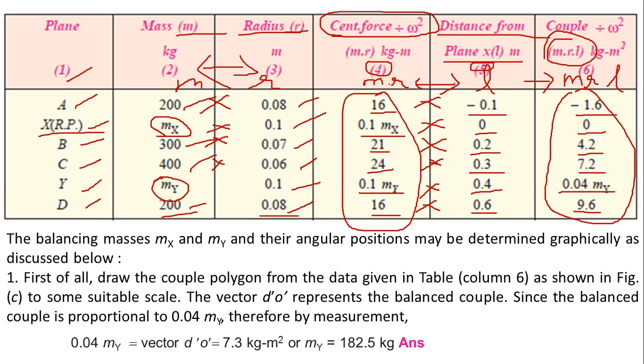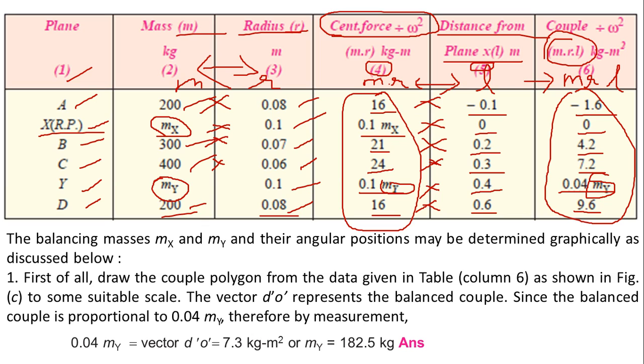So you will think, why couple first and not force? Whichever has fewer unknowns, you have to solve it first, so that you get the value of my. Once you get the value of my, you can substitute in column number 4, then you get the value of my also. Once you get my, then you can substitute my value and calculate mx, right? So that becomes simple.